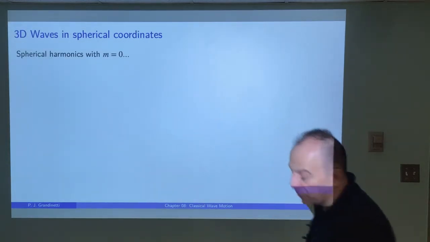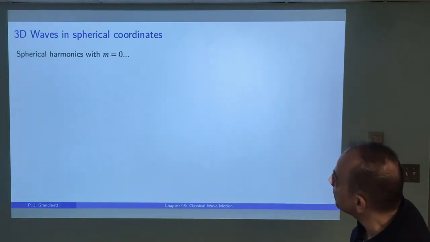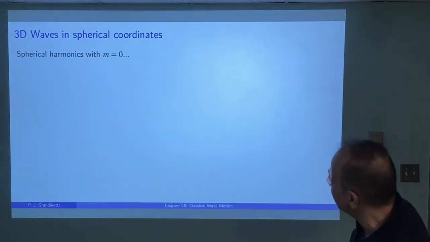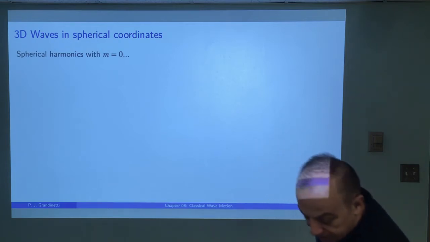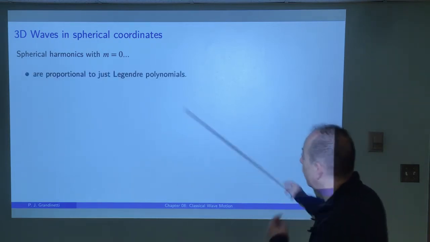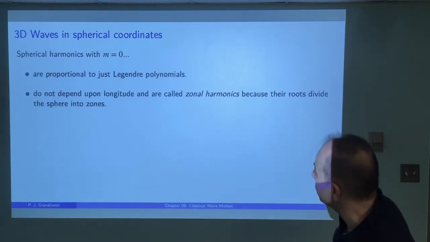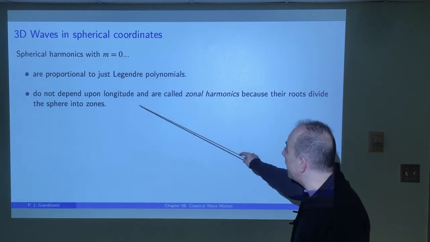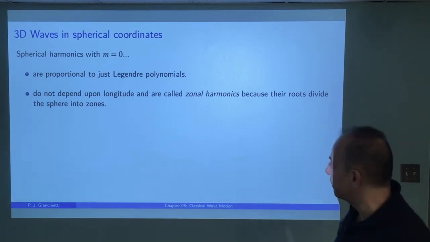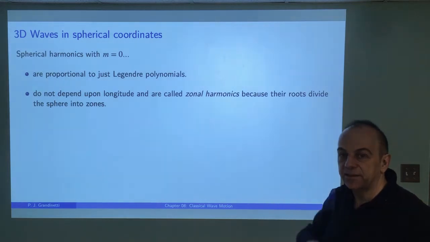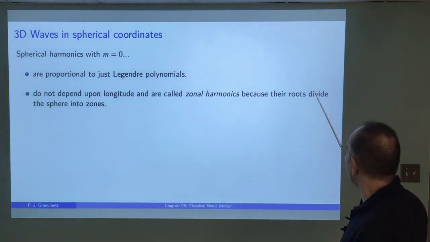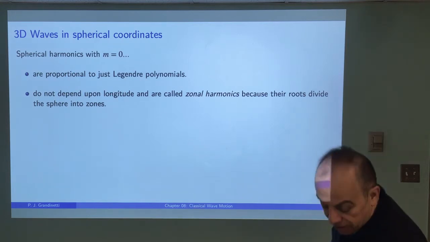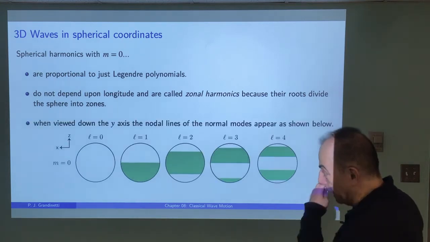So let's take a look at what these spherical harmonics look like. So there's a lot of them, so this can be a little challenging to make it clear in your head. So let's just start slow with, say, the m equals 0 ones. These are the ones that are proportional to just the Legendre polynomials. So they don't depend on longitude. So when we're looking at this in spherical coordinate system, there's no longitudinal dependence. And so these are what are called zonal harmonics because the roots will divide the sphere into zones.